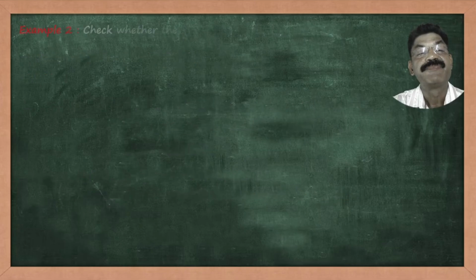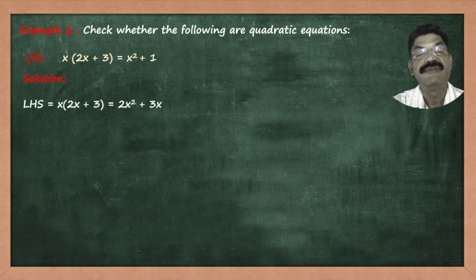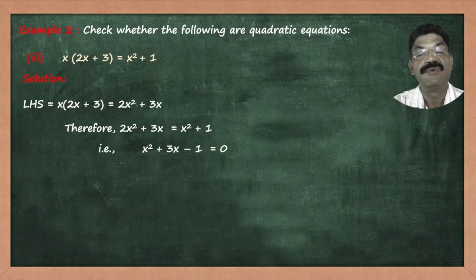Okay. Third problem. Example 2. Check whether the following are quadratic equations. Third problem. x into (2x plus 3) is equal to x square plus 1. So, we take the left hand side and expand it. We get 2x square plus 3x. We equate it to right hand side. 2x square plus 3x is equal to x square plus 1. Therefore, when you simplify, you get x square plus 3x minus 1 is equal to 0.